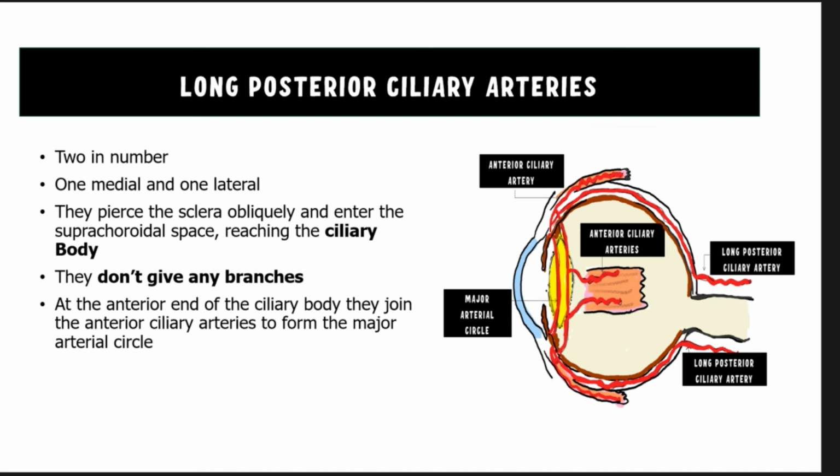Now let us move ahead and talk about the long posterior ciliary arteries. So what did I tell you? We have just two long posterior ciliary arteries which are coming from those posterior ciliary arteries, one on the medial aspect and one on the lateral aspect. That means you have one long posterior ciliary artery at 3 o'clock and one at 9 o'clock. Now they are called long because they have a long course. They pierce the sclera obliquely and then enter the suprachoroidal space, reaching the ciliary body.